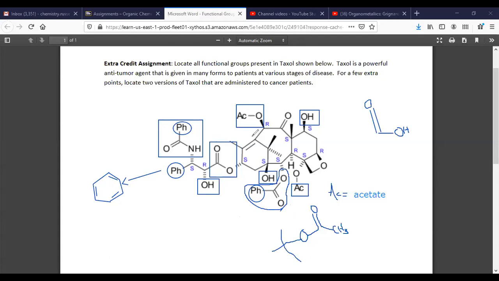What about here? What is this? Alkene. Who was that? Kristen. Good. It's an alkene. That's exactly right. What about here? A ketone. Very good. There's only one left, and that's this. What is that? An ether. Good.